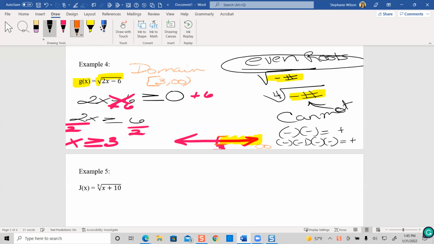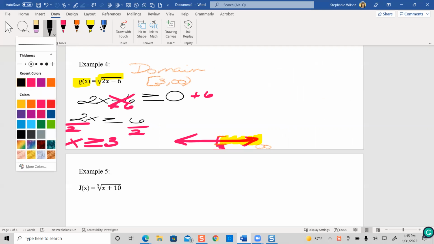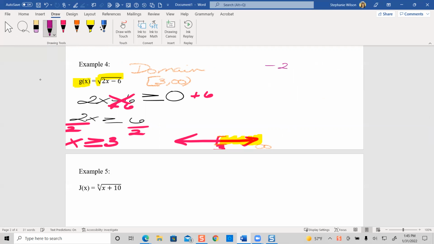Now I want to take a second and introduce something just in case you have forgotten this. What if the radicand was a negative 2x minus 6? What if it was like this? Then I'm going to take that negative 2x minus 6, set it greater than or equal to 0. Again, I'm going to add the 6 to both sides because I want the 6 to go away.